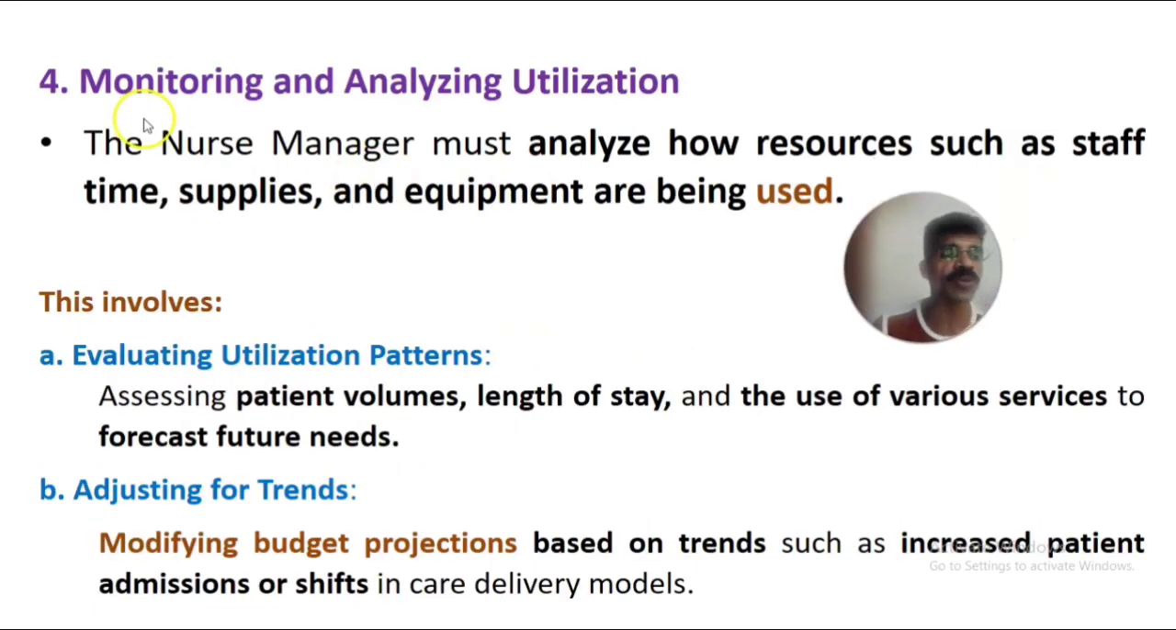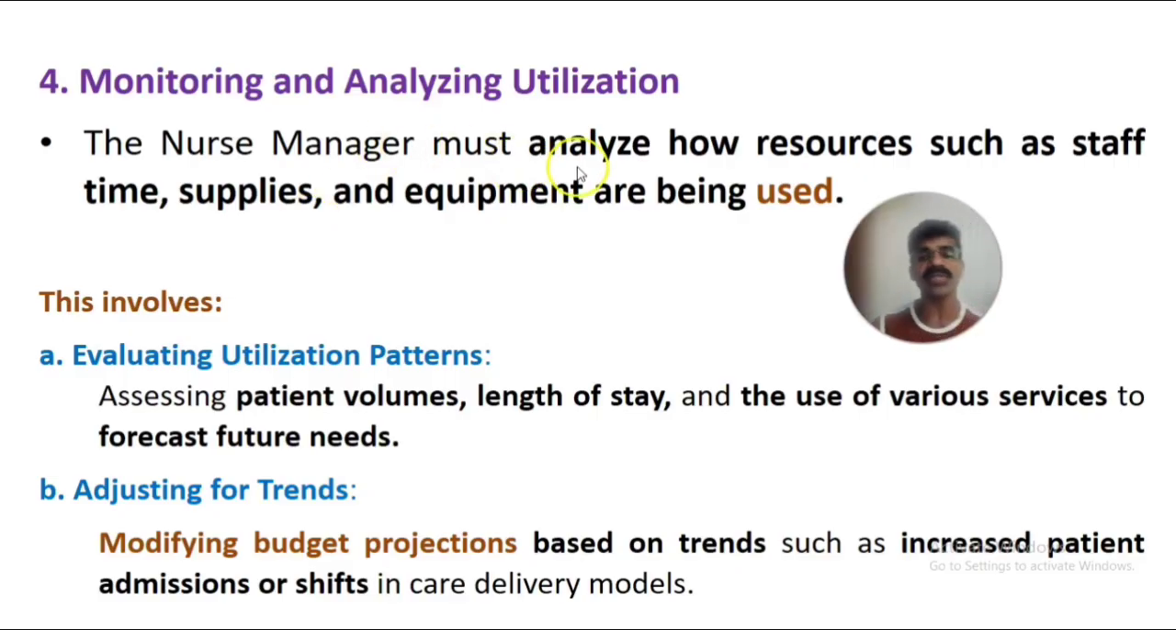Then the fourth responsibility is monitoring and analyzing the utilization of the various resources available in the nursing department. The nurse manager must periodically analyze and assess how resources such as staff, time, supplies and equipment are being used in the nursing department. So the utilization of the resources in the ward has to be periodically monitored or analyzed by the ward in charge or nursing superintendent.